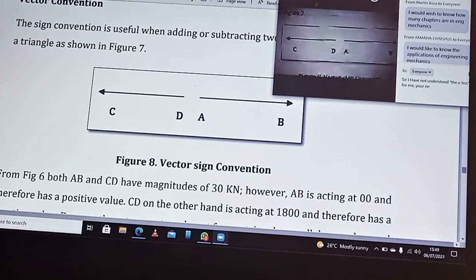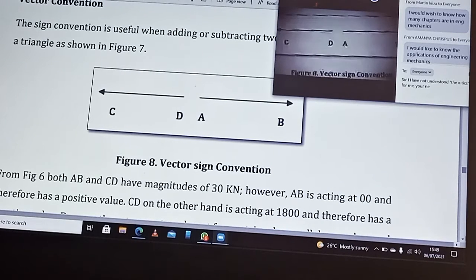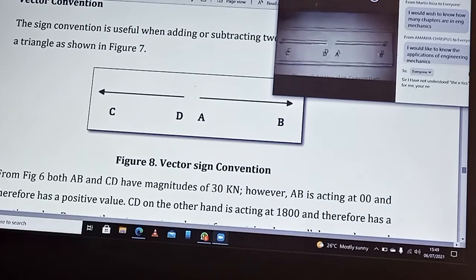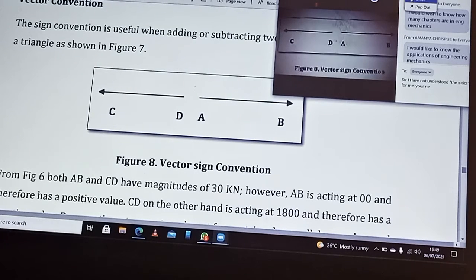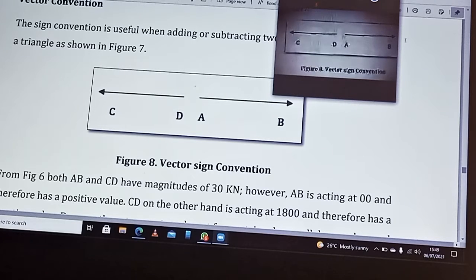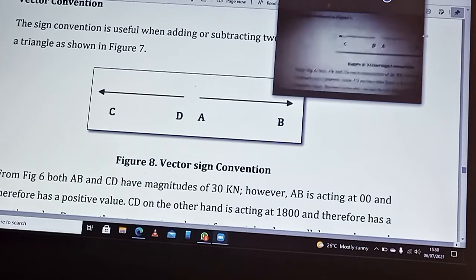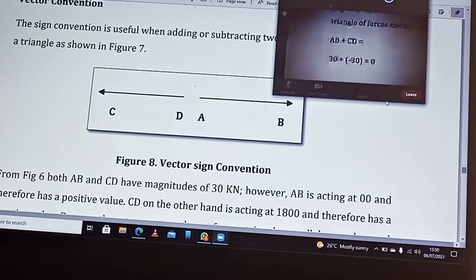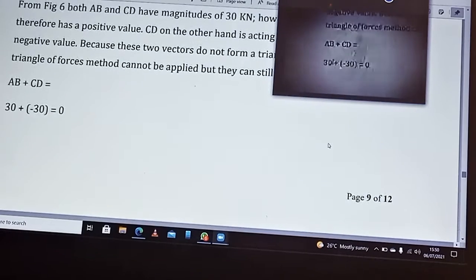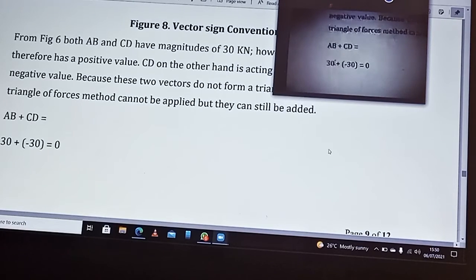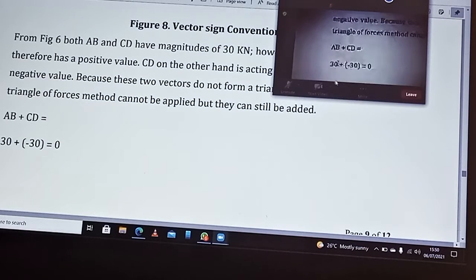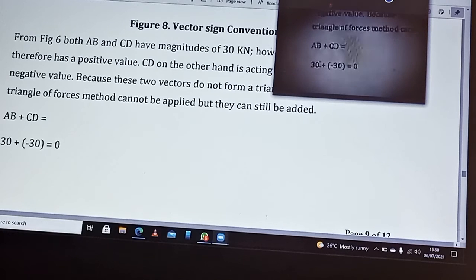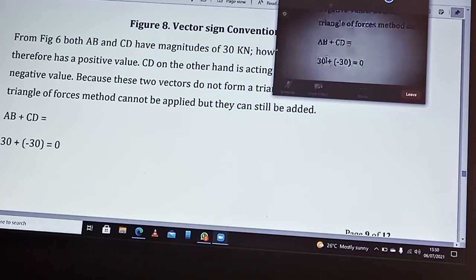Quickly realize that vectors are not straight things. AB is to the positive x, whereas DC is to the negative x axis. So similarly, when we are summing up, when we are given the magnitude, now in this case, the magnitude of AB is 30, whereas the magnitude of CD is negative 30. So when you sum up AB and CD, the value is equal to 0.